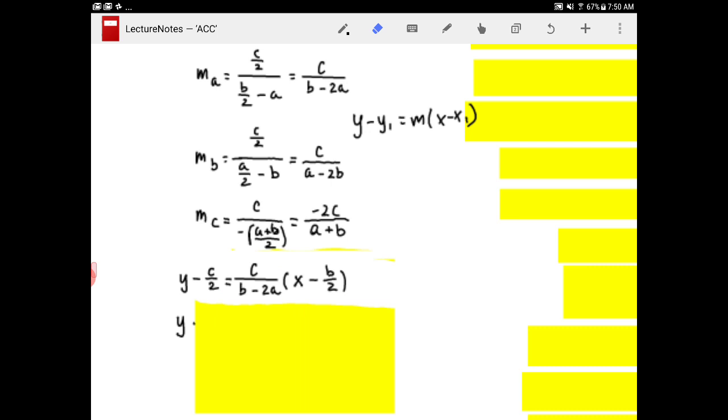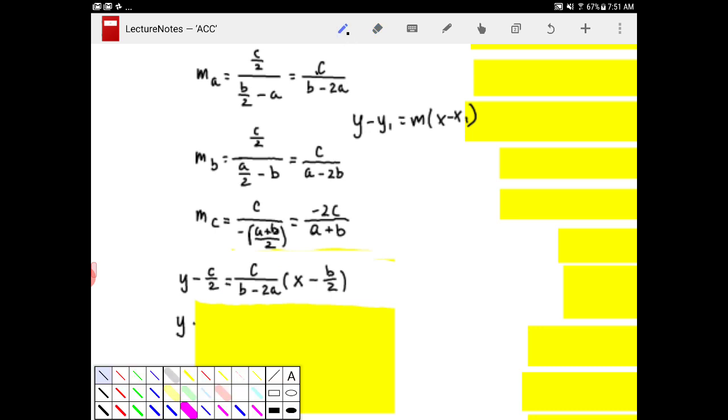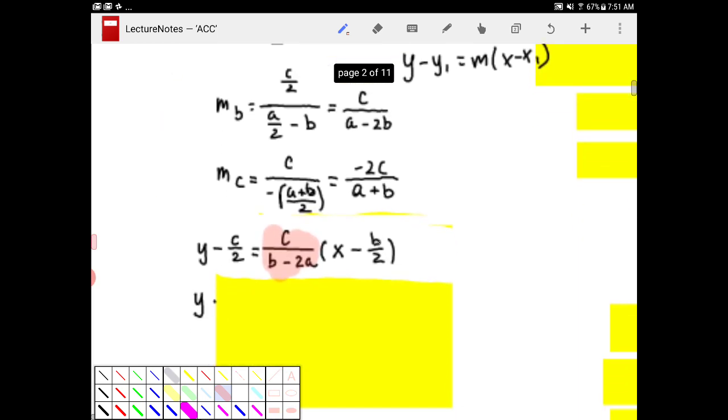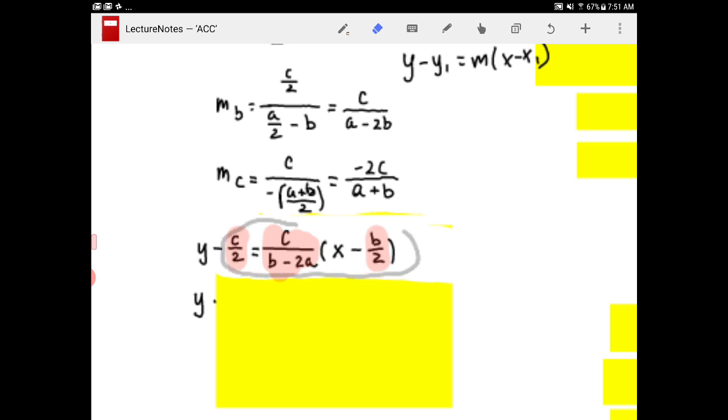I take the slope of that line, which is c over b minus 2a. I take this quantity right here, that's our slope, and I plugged it in over here. I also recognize that the line passes through this point, so I place in the x-coordinate, which is b over 2, and the y-coordinate, which is c over 2. So I have my equation. That's the equation for the median that passes through a comma 0.